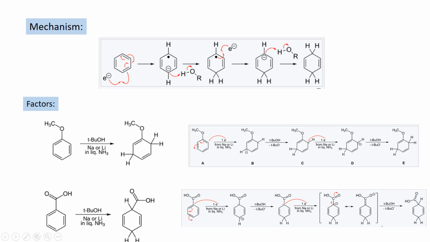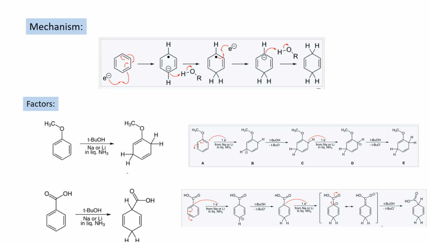So what is the mechanism of this reaction? In this case, you can see first the electron will take up one place of this aromatic ring, breaking this pi bond in a single electron pattern, and in this way we will get the cyclohexadiene. But if a ring contains any electron withdrawing or any electron donating group, there is a variation in the pattern of electron addition, the electron abstraction from the ring in a different pattern.